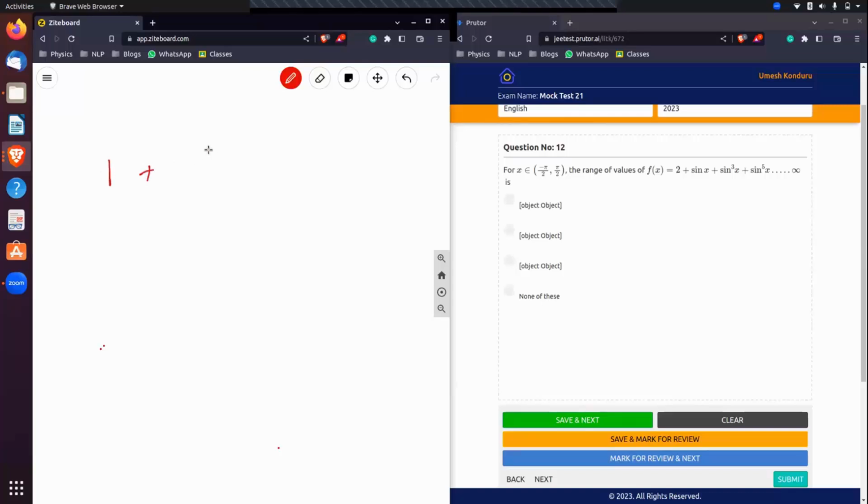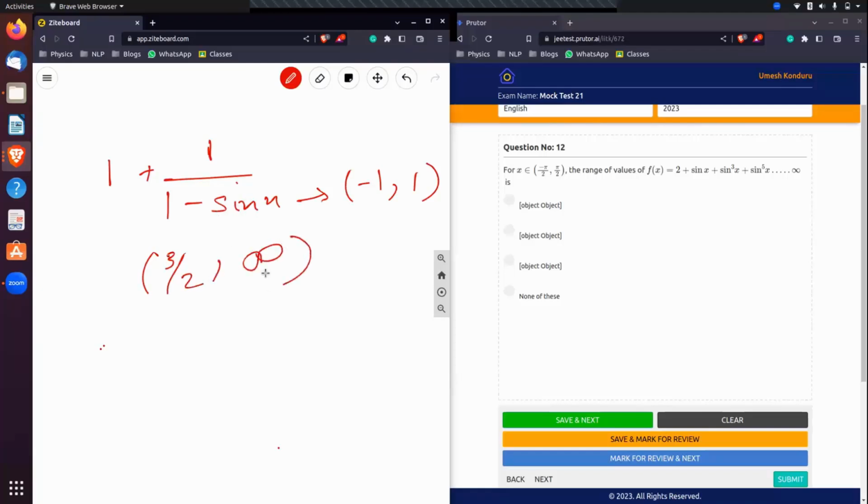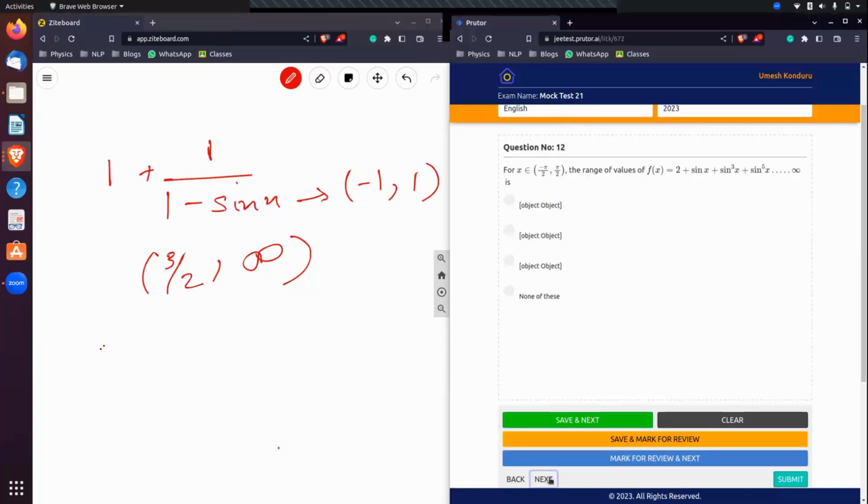you can write f of x as 1 plus 1 by 1 minus sin x. And sin x is ranging from -1 to 1. And obviously the greater sin x is, the lesser 1 minus sin x is going to be, so the greater this term is going to be. So it's a monotonic function. So its extreme values are going to be 3 by 2, when you put sin x equals -1, and then infinity. And that's going to be the range. But yeah, we don't have an option here. So let's just move ahead.